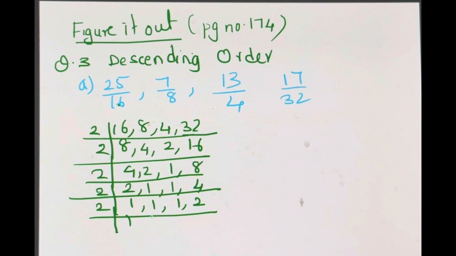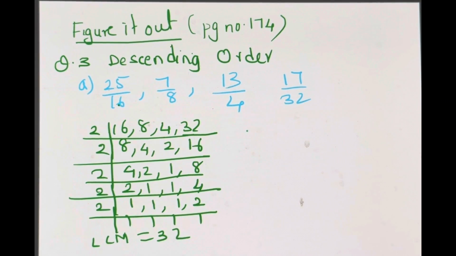So 1 1 1 1. Right, so the LCM is 32, as I told you. The largest is the LCM because all the others are its factors. 2 2s are 4, 4 2s are 8, 8 2s are 16, 16 2s are 32.